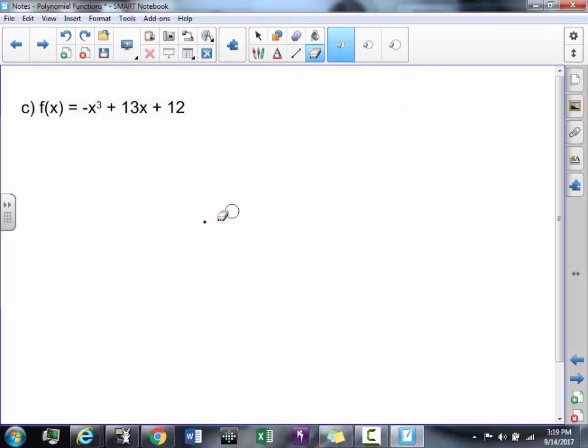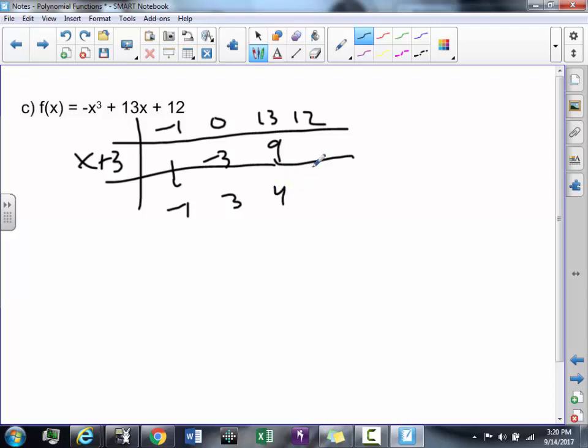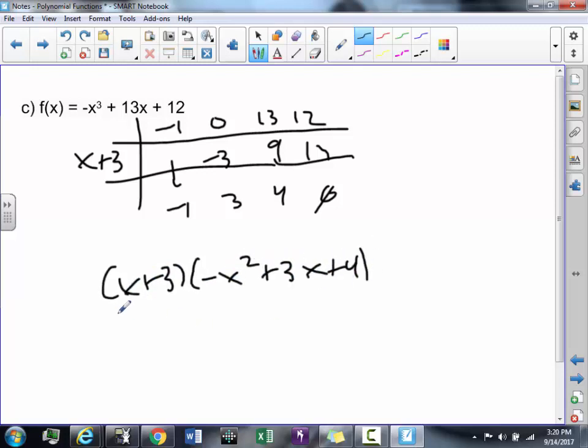Do you guys manage to factor this thing all the way? Okay. So what did you say worked? One worked? Negative 3. Okay. So negative 3. So if I do x plus 3, negative 1, 0, 13, 12, negative 1, negative 3, 3, 9, 4, 12, 0. So we've got x plus 3, negative x squared plus 3x plus 4.